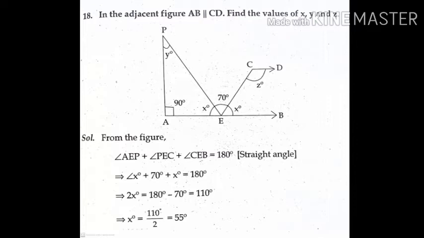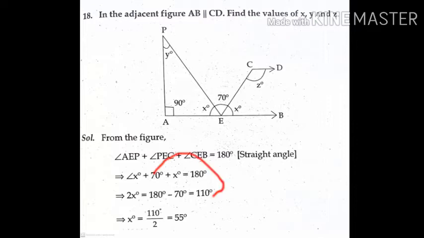Solution. From the figure, angle AEP plus angle PEC plus angle CEB is equal to 180 degrees since straight angle. That implies angle AEP is x degrees plus angle PEC 70 degrees plus angle CEB is equal to x degrees, that is equal to 180 degrees. Add the like terms on the left side of the equation. x plus x is equal to 2x degrees, plus 70, that is equal to 180 degrees.